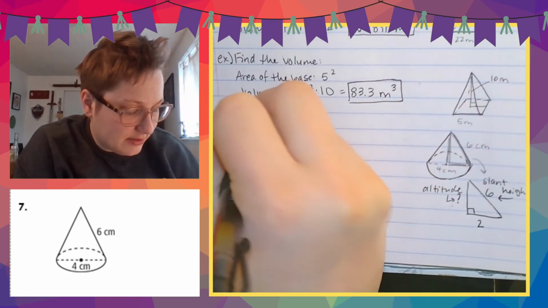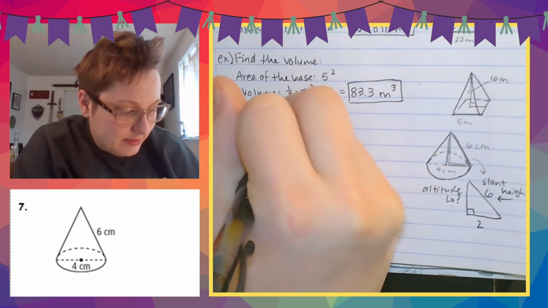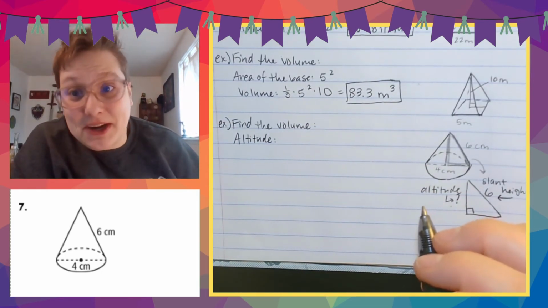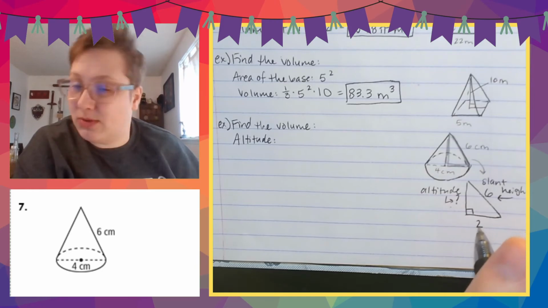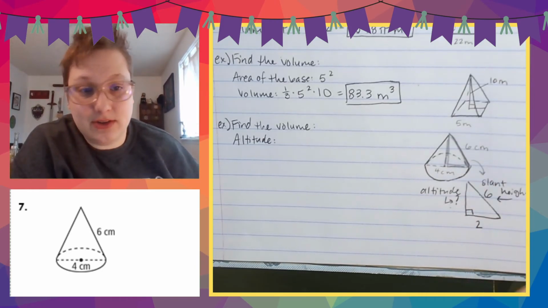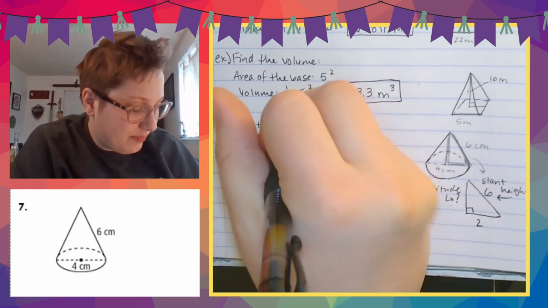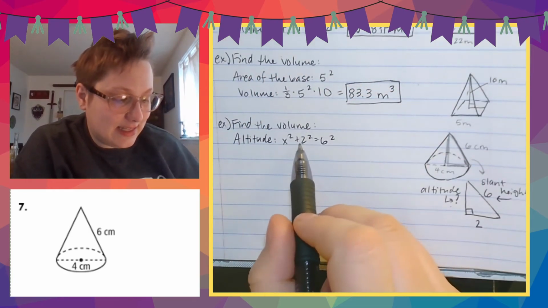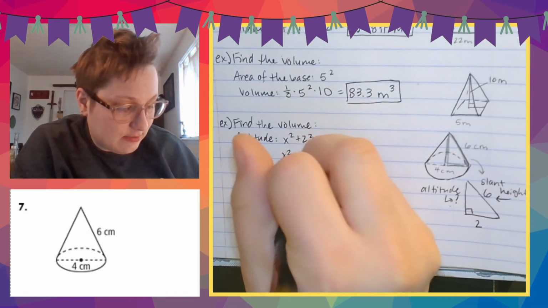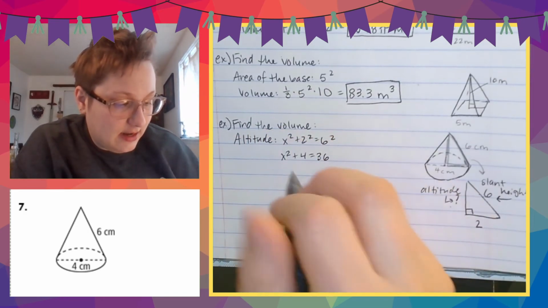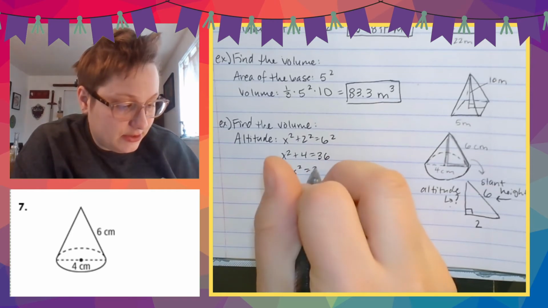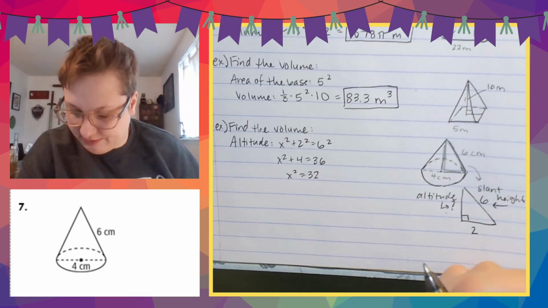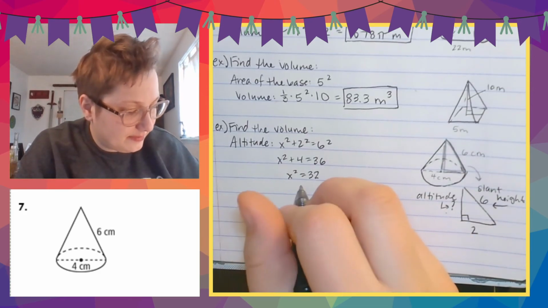So first step, we need to find the altitude. Now, we forget so quickly basics. Pythagorean theorem, a squared plus b squared equals c squared. I don't need to use any SOHCAHTOA on this specific triangle because I know that x squared plus 2 squared equals 6 squared. That's 4 and that's 36. So x squared plus 4 equals 36. Subtract the 4, x squared equals 32. Square root of 32 is 5.66.